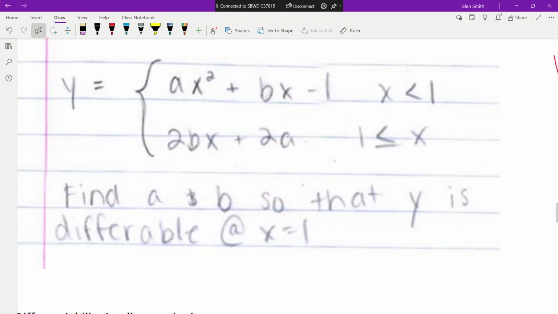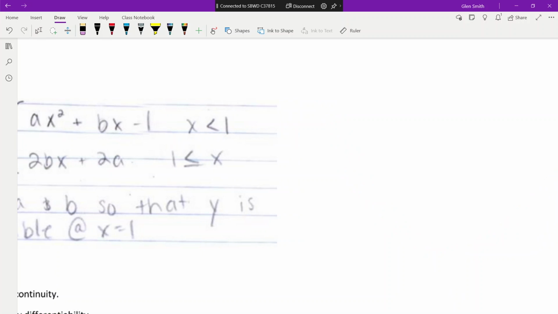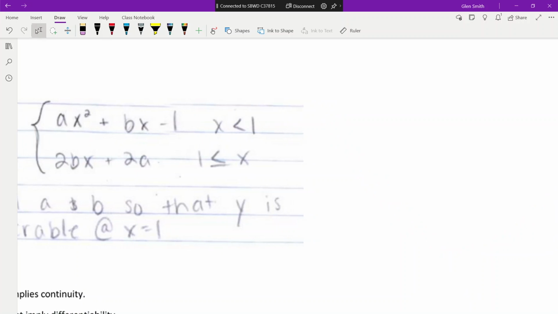So when you're asked a question like this, we're going to say, well, at x equals 1, the y values have to be the same. That means that they meet each other. So when you put 1 into that top function, you get that a plus b minus 1 has to equal 2b plus 2a. Does anybody not understand where that just came from? Okay? Excellent. If that equation is true, it guarantees that those two pieces meet each other.